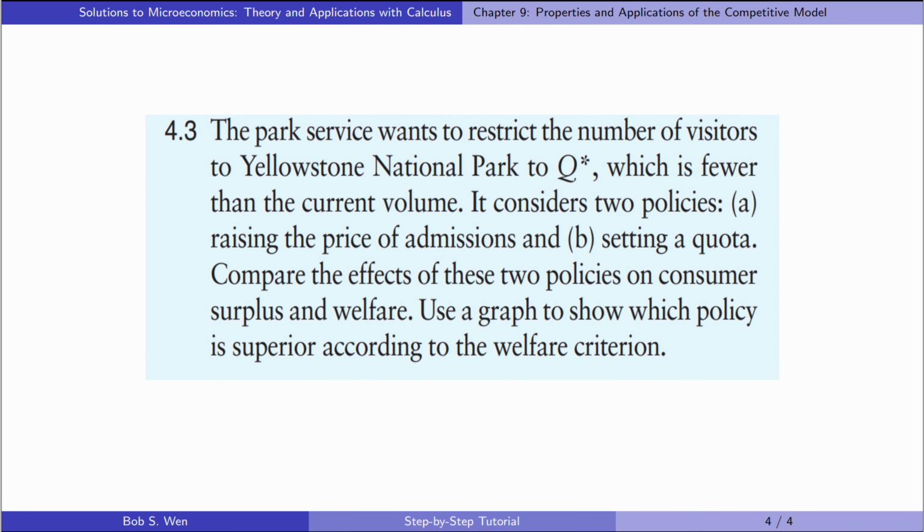Let's answer exercise 4.3. The Park Service wants to restrict the number of visitors to Yellowstone National Park to Q star, which is fewer than the current volume. It considers two policies: raising the price of admissions and setting a quota. Compare the effects of these two policies on consumer surplus and welfare. Use a graph to show which policy is superior according to the welfare criterion.